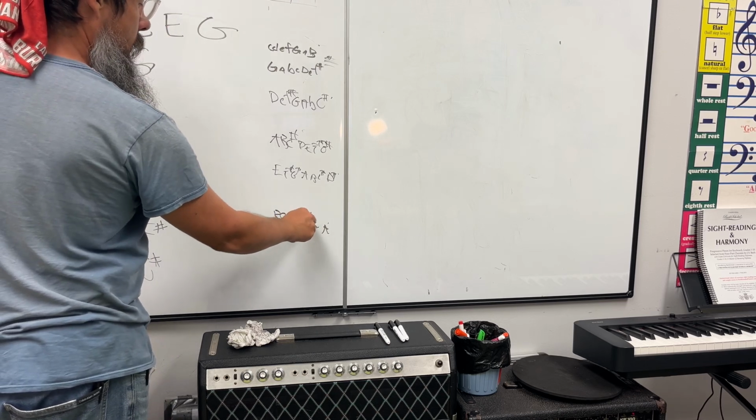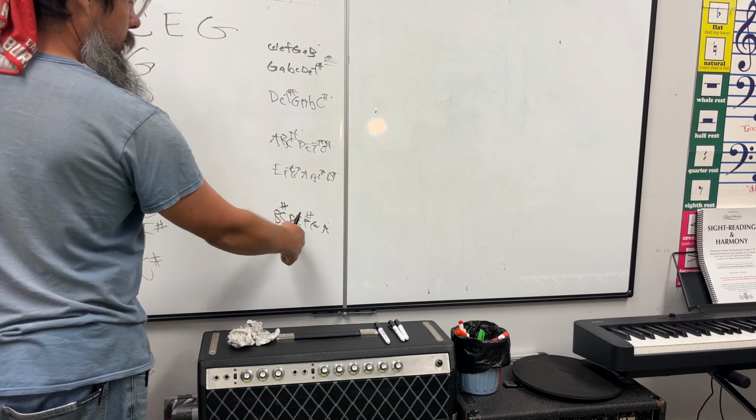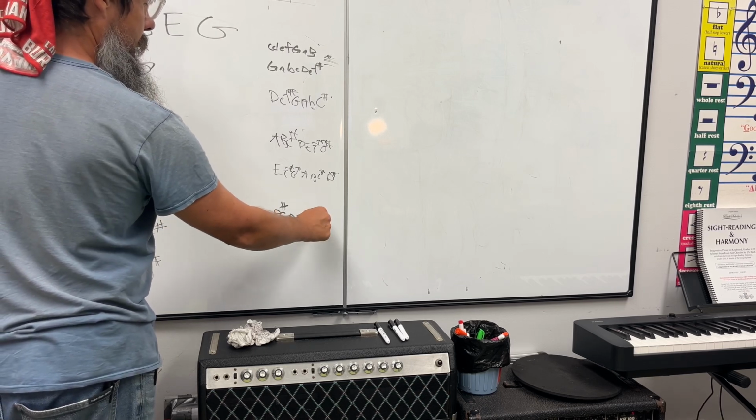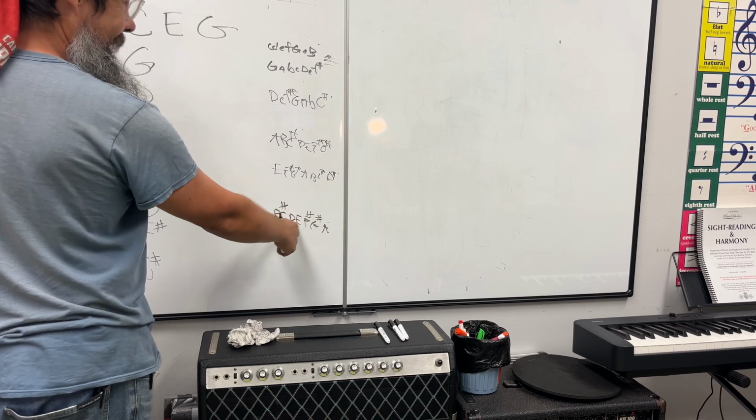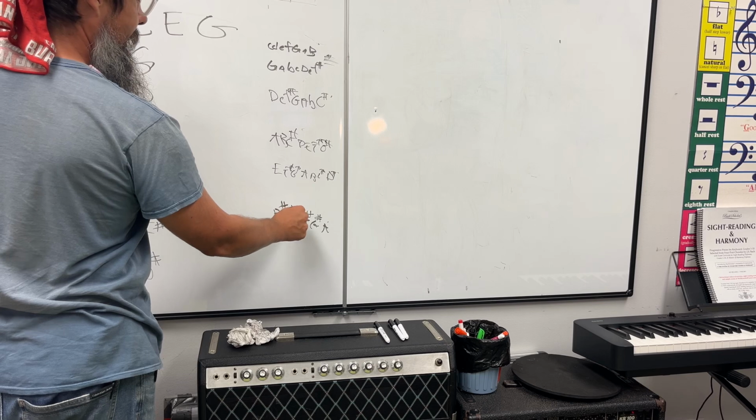What was the sharp in the key of G? Why, it was F. 1, 2, 3, 4, 5. Now we're in D. What's the sharp in D? It's C. 1, 2, 3, 4, 5. What's the sharp in A? It's G sharp. 1, 2, 3, 4, 5, E. What is the sharp that was added on in E? It was the last one, the D sharp.